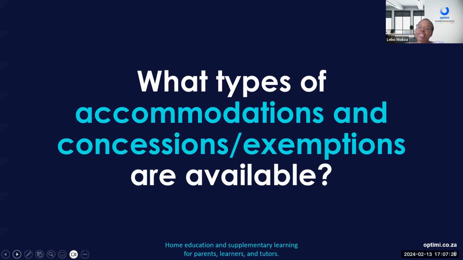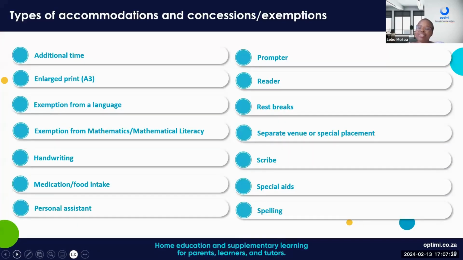The types of accommodations, concessions, and exemptions that are available for our learners. We have additional time. That is when time is added at the end of the exam paper for the learner that qualifies for this concession. A prompter would typically be somebody who's sent into the exam center with the learner to prompt them to write the exams on time and to be present. A reader would be somebody who reads the exam papers for the learner, not explains, but reads the paper as it's presented to the learner.